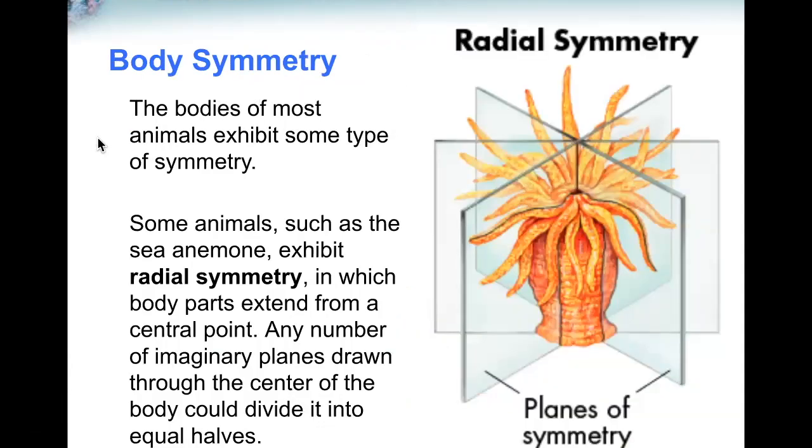The bodies of most animals exhibit some type of symmetry. Some animals, such as the sea anemone, exhibit radial symmetry, in which body parts extend from a central point. Any number of imaginary planes drawn through the center of the body could divide it into equal halves. Any angle of rotation would work, crossing through the center.